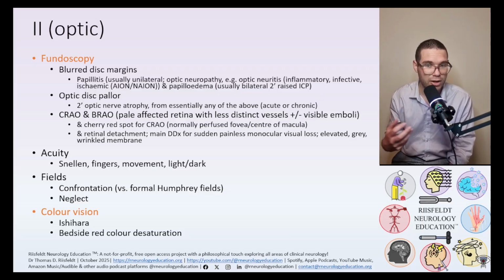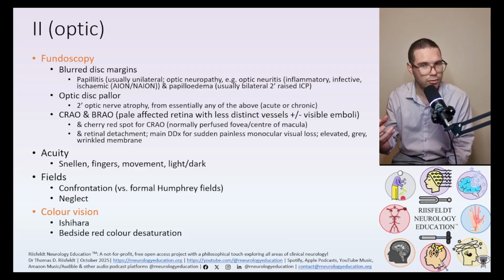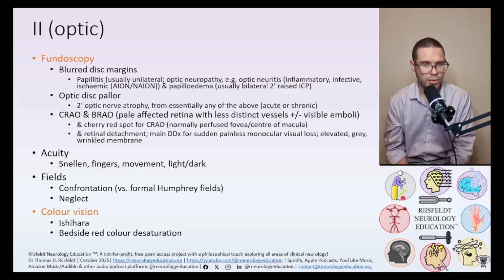So, for instance, if you have a patient with multiple sclerosis and they've had optic neuritis on one side in the past, and they may have optic disc pallor, which may be residual from a previous attack, it may not be indicative of an acute attack, but it can sometimes be difficult to distinguish them apart.